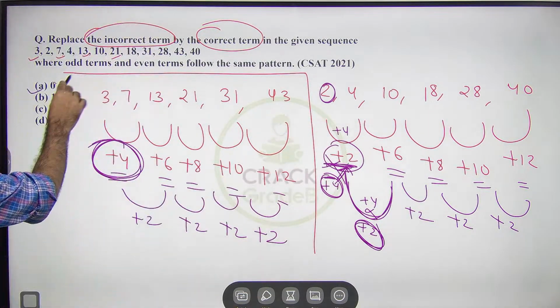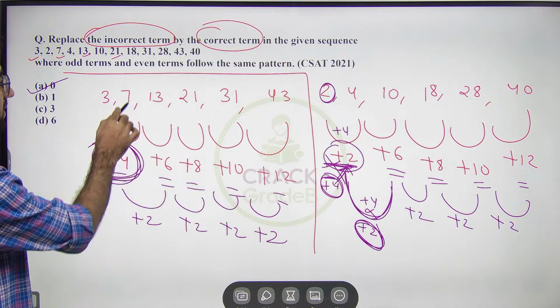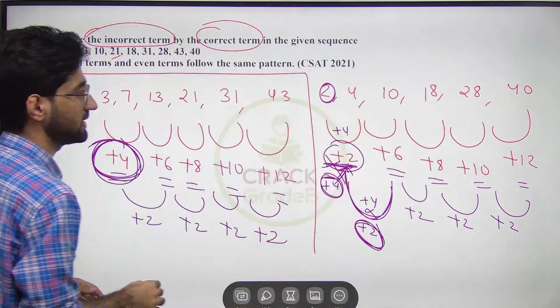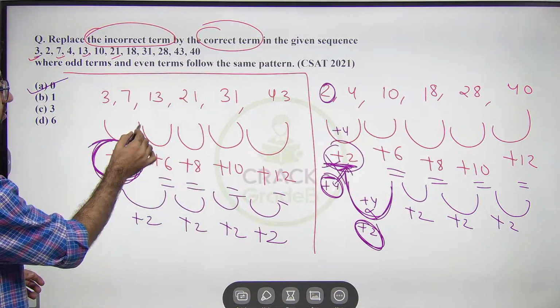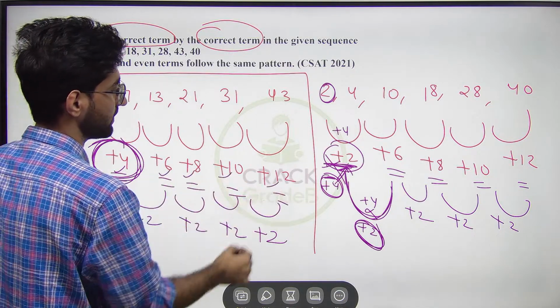So what is the correct answer? The correct answer is 0. So what is the fundamental? See, we separated the odd terms and we separated the even terms, right? Then we looked at the difference. The difference was plus 4, plus 6, plus 8, plus 10, plus 12.